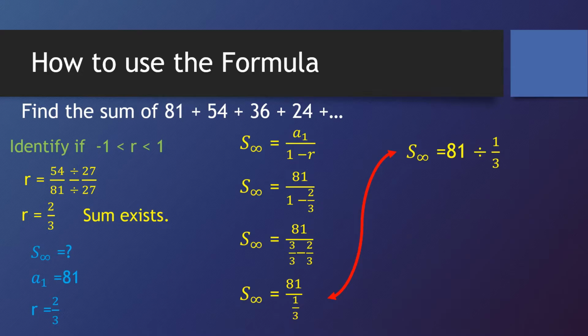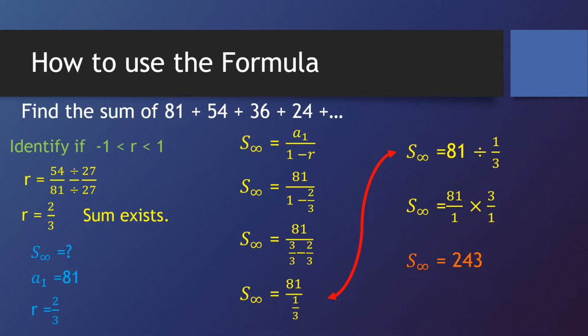To divide this, we get the reciprocal of the divisor, then proceed to multiplication. That's why our equation now becomes S sub infinity is equal to 81 over 1 times 3 over 1. What we did here is we took the reciprocal of 1/3, that's why we now have 3 over 1, then replaced the operation from division to multiplication. All we have to do now is multiply these fractions, numerator to numerator, denominator to denominator, and that will give us S sub infinity is equal to 243.